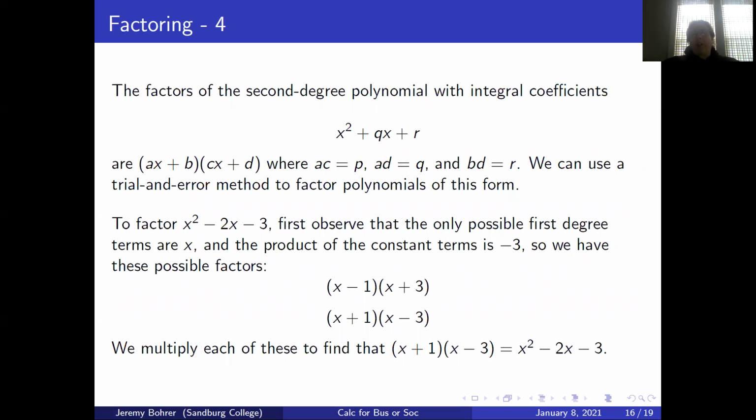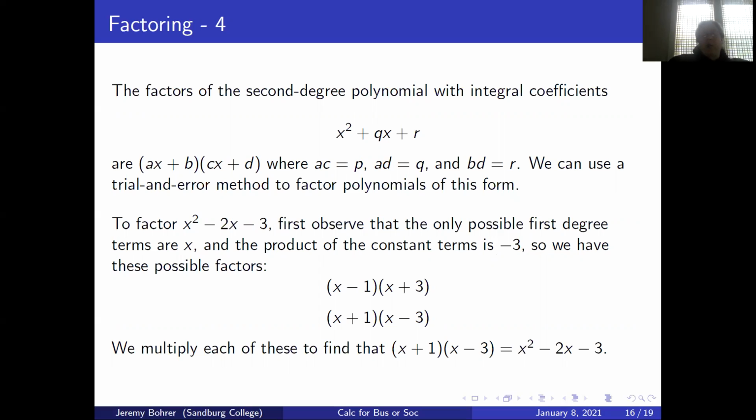The factors of the second degree polynomial with integral coefficients px squared plus qx plus r are (ax plus b) times (cx plus d), where ac equals p, ad equals q, and bd equals r. We can use a trial and error method to factor polynomials of this form.